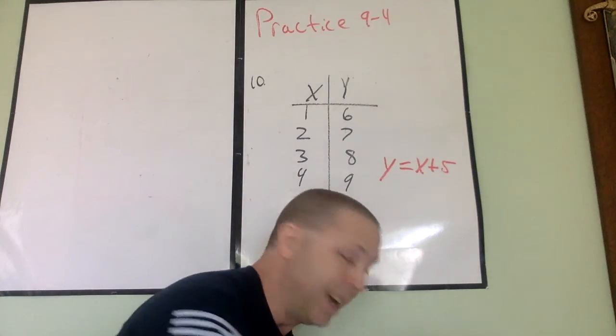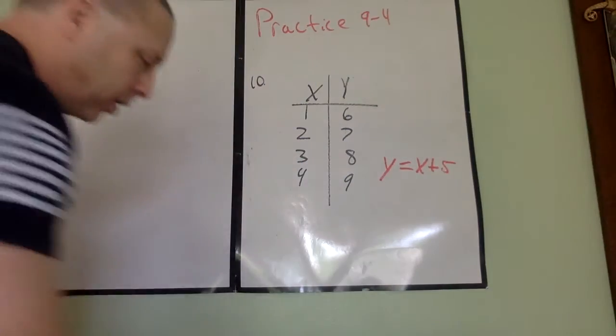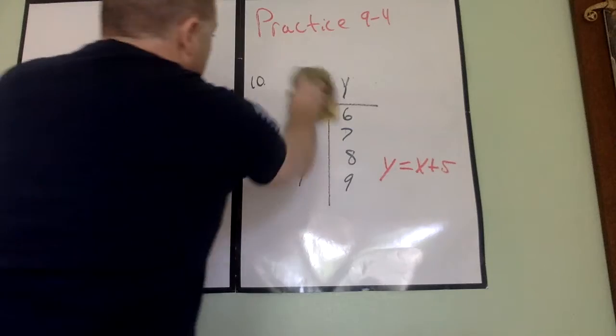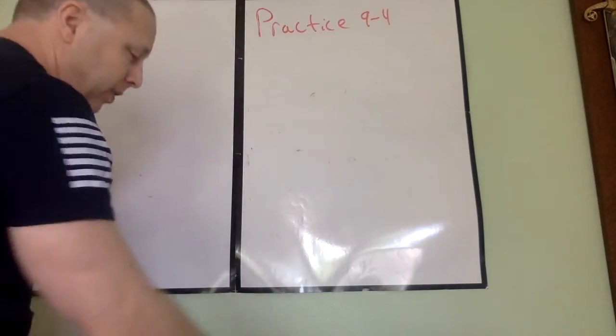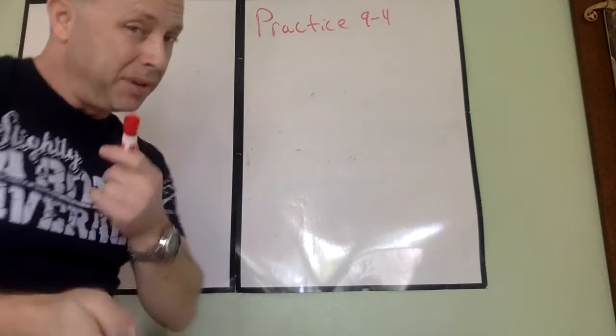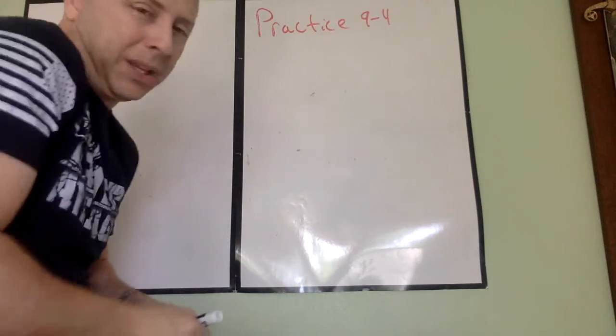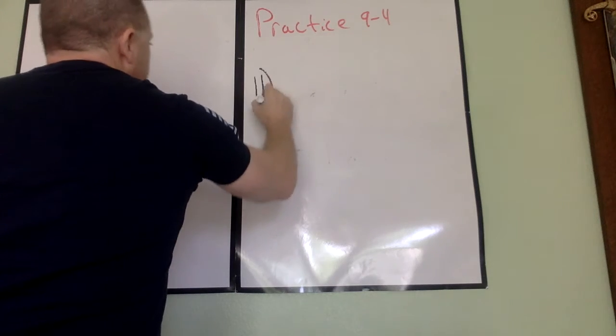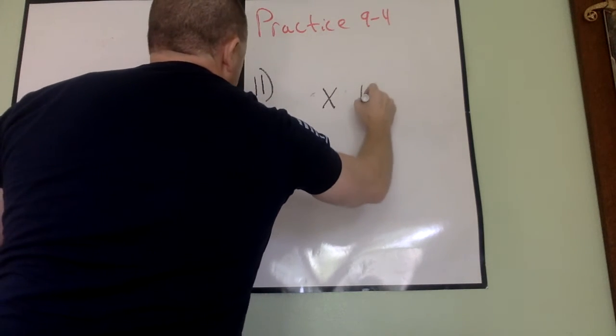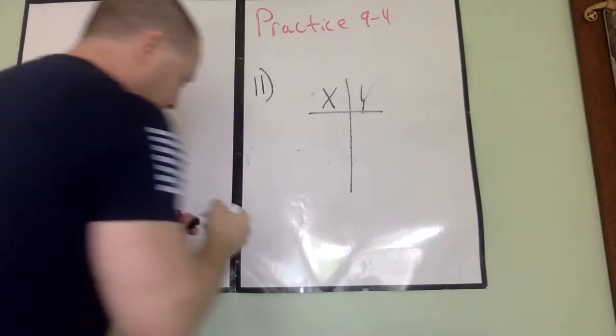So let's take a look at number 11, all right? I'm going to erase this stuff here, and we're going to work on number 11. Now, number 11 is much like number 10, except instead of using addition or subtraction, I'm probably using multiplication and division. That's my guess, but let's find out. Okay, number 11 says this. So here's number 11. I got my x and I have my y. I got my little chart here that goes underneath it.